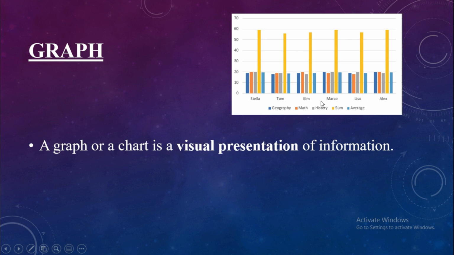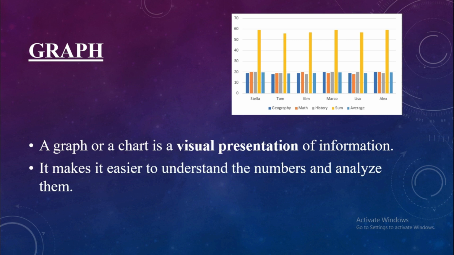So here you can see easily how much mark Stella got in geography, math, history, and the sum and the average. So it is a visual representation of the information that we have written in the Microsoft Excel document. Okay. So it makes it easier to understand the numbers and analyze them. So if we have a picture, it is very easy to analyze these numbers, right? It is much better if we have a picture.